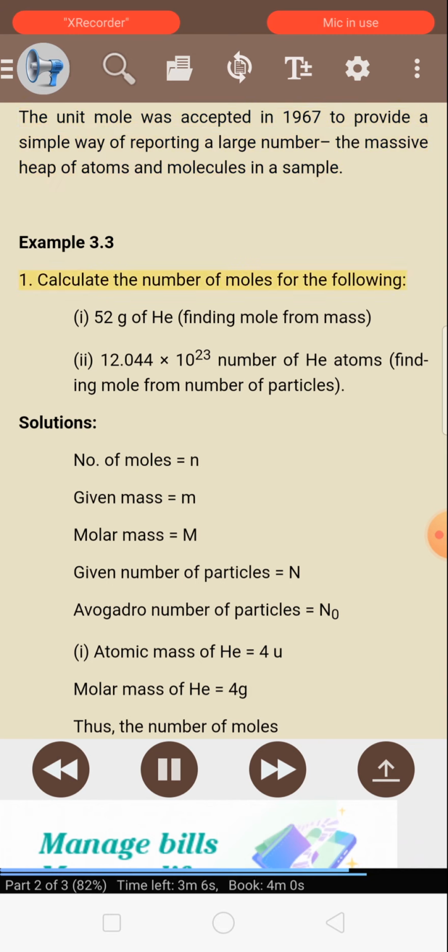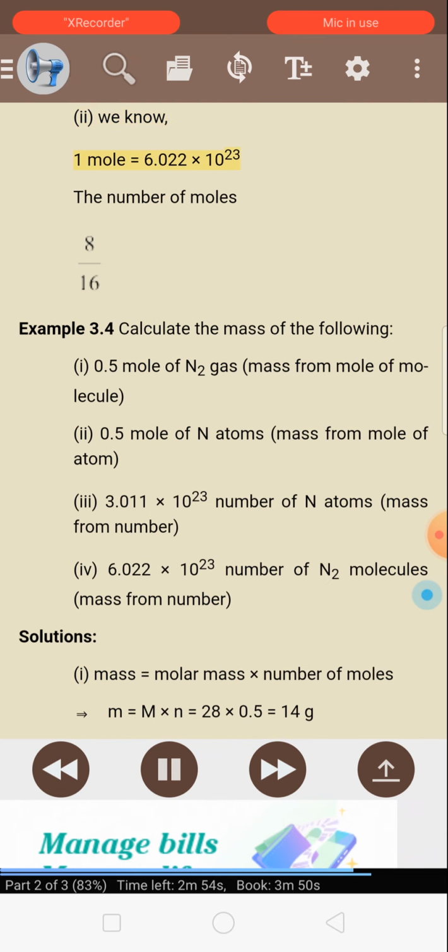Example 3.3. Calculate the number of moles for the following. i. 52 grams of He, finding mole from mass. ii. 12.044 × 10^23 number of He atoms, finding mole from number of particles. Solutions. Number of moles n equals given mass m divided by molar mass M. Given number of particles equals N. Avogadro number of particles equals N0. i. Atomic mass of He equals 4 U. Molar mass of He equals 4 grams. Thus the number of moles. ii. We know 1 mole equals 6.022 × 10^23. The number of moles.